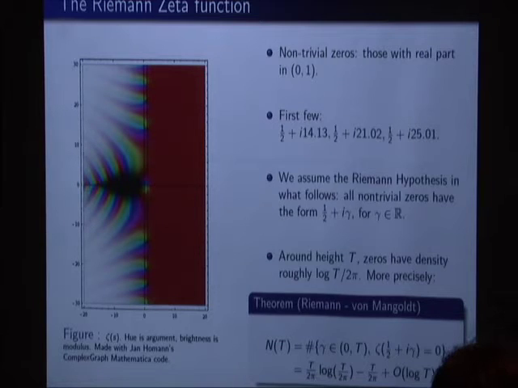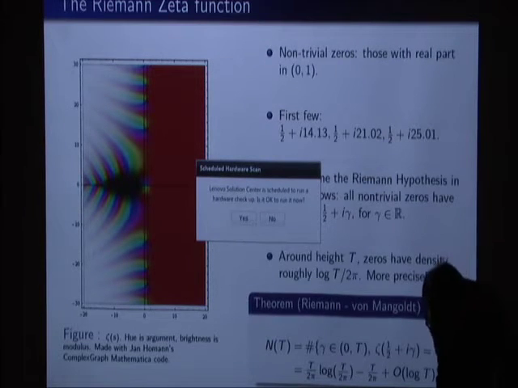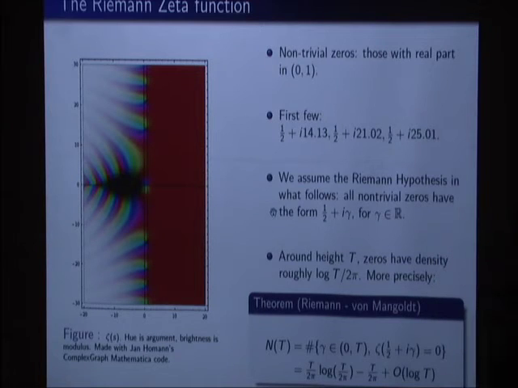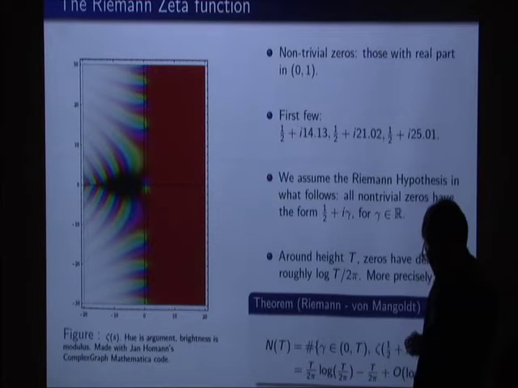And the first fact about the statistics of the zeros was known at least heuristically to Riemann, although a rigorous proof didn't come about until von Mangoldt. And that's that around height t, these zeros have density roughly log t over 2 pi. So on a unit interval, there's log t over 2 pi of them. More precisely, we can state this just by counting the number of zeros that lie in between height 0 and t. A very precise formula for this is given by t over 2 pi times log t over 2 pi minus t over 2 pi plus a small error term. And on the Riemann hypothesis this can be improved. So this is the most basic fact about the zeros of the zeta function.